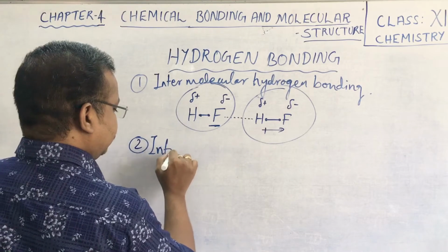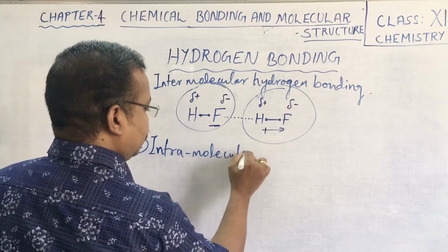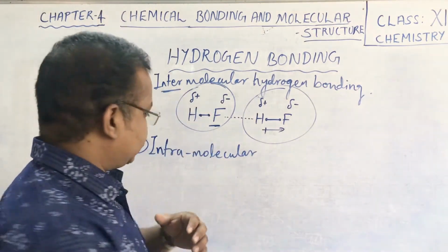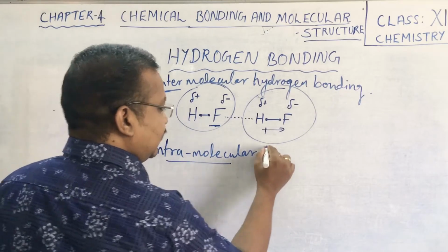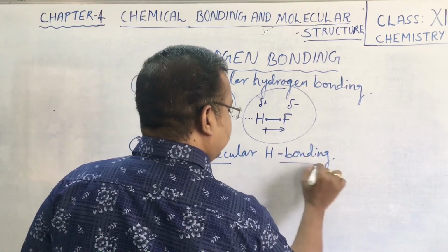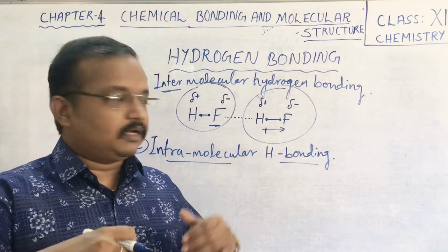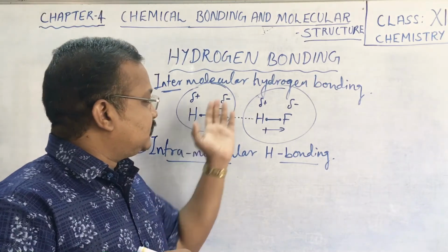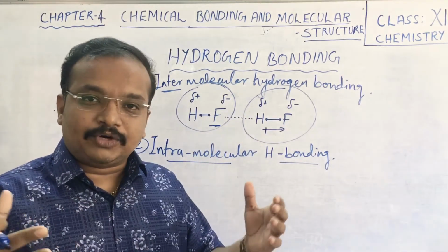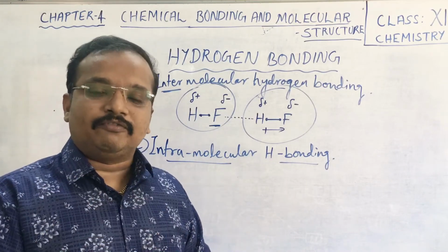What is the difference between intramolecular and intermolecular? Intermolecular means in between the molecules. Intramolecular hydrogen bonding means the hydrogen bonding takes place inside the molecule itself. It's not that this is one molecule and this is another molecule. In intramolecular hydrogen bonding, the hydrogen bonding formation takes place within a molecule itself.